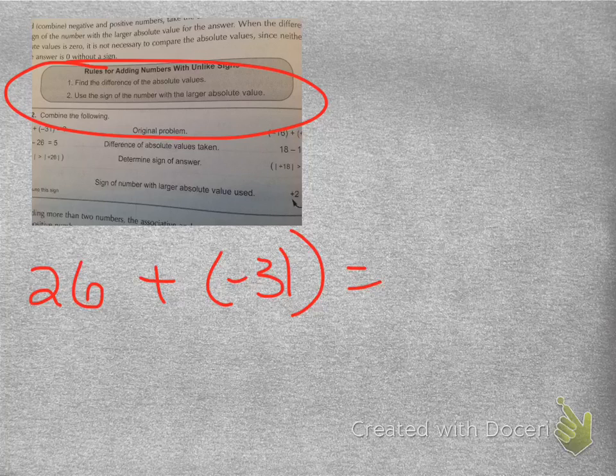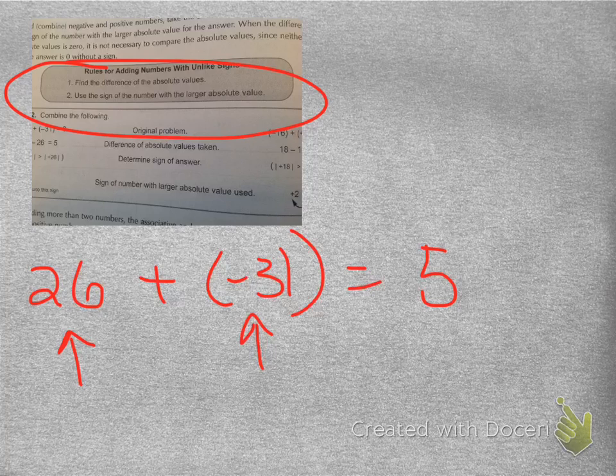It would be, hold on, it's going to be 5. Good job. Now, is the answer negative or positive? Positive, because it's going up, right? Let's look at rule number 2. It says use the sign of the number of the larger absolute value. Which one's larger, 26 or 31? 31. So the answer is going to be positive.